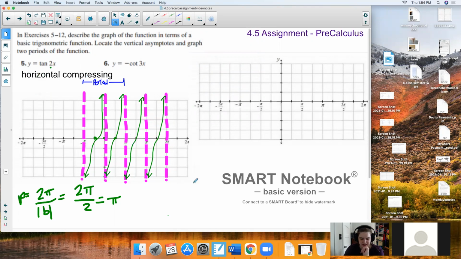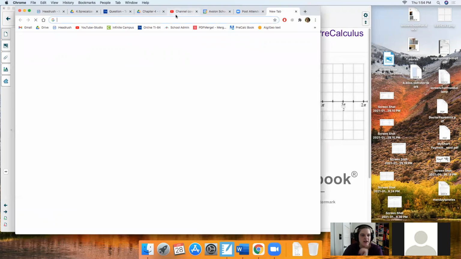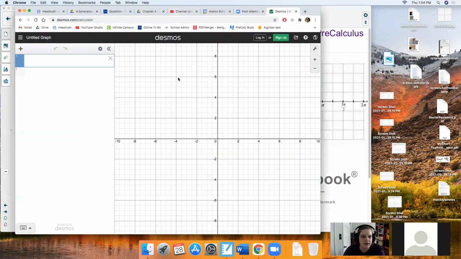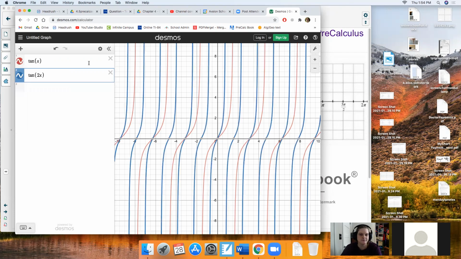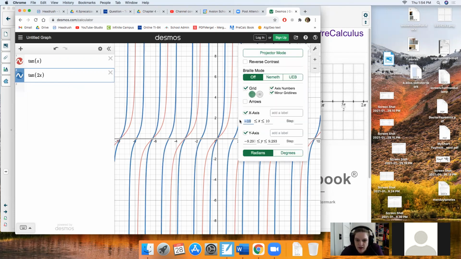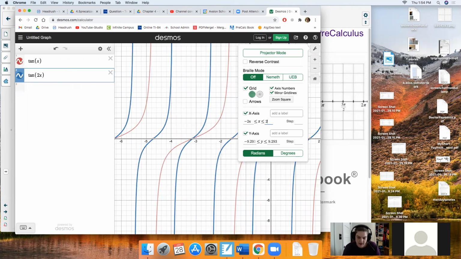Now, just to check, because of course graphing by hand is ridiculous at this point, we're going to go to Desmos and just get a better view of what's happening with this graph. So we want tangent and then tangent of 2x. Oh, that is hard to look at. Let's go to -2 pi to 2 pi, because that's what my grid has.